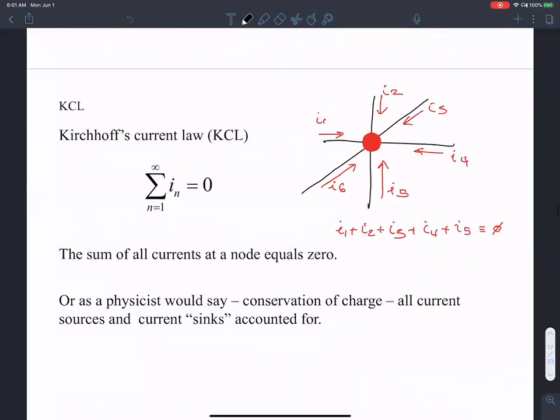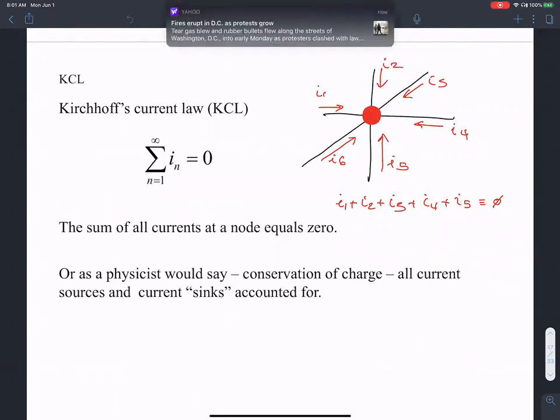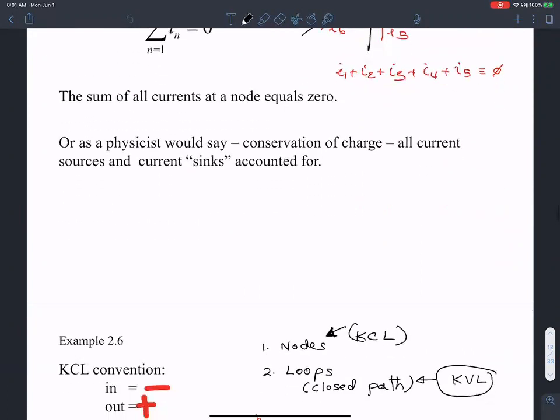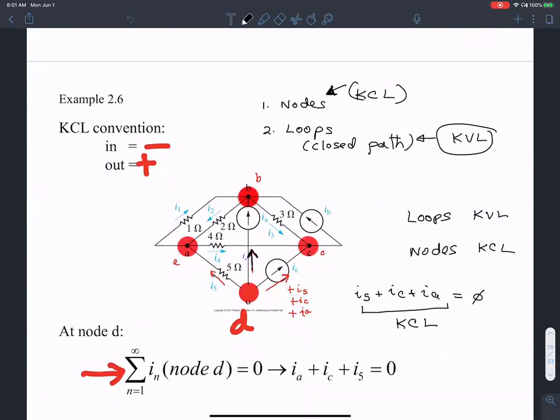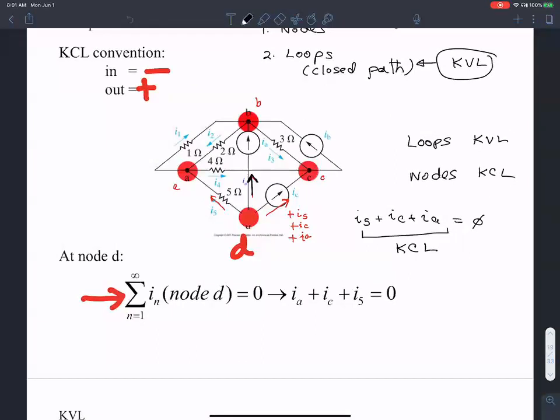So the first law, Kirchhoff's first law, is about currents. Kirchhoff's current law says that the sum of currents at each node is zero. If you add all the currents at any particular node, that should sum to zero. And as many nodes as there are, you can set up that many equations. That will help us in solving for the unknowns.